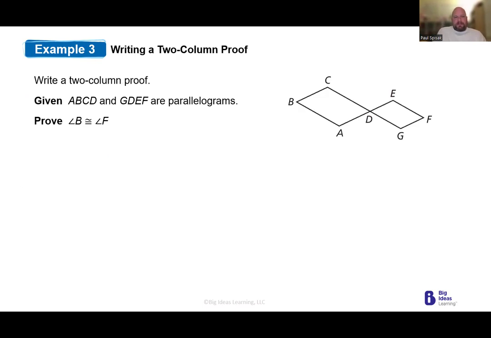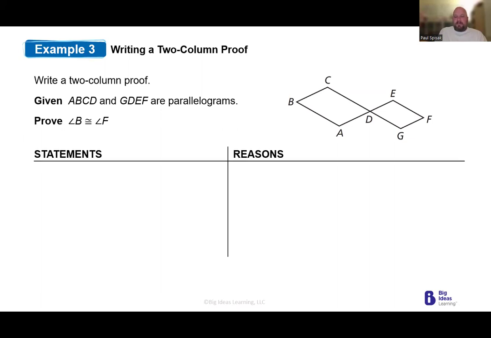For example 3, they want us to write a 2-column proof. They said, given that we have these two parallelograms, prove that angle B is congruent to angle F. This one brings in that other common idea that we're going to use when we do proofs. We already saw reflexive property being used. We saw alternate interior angles. The third one they said comes up all the time is vertical angles.